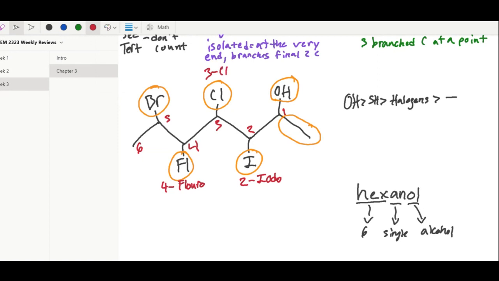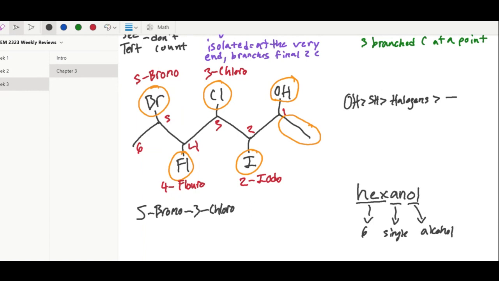Chlorine is going to be chloro. And then 5-bromo. And for halogens, it is also alphabetical. So our full name is going to be 5-bromo-3-chloro.